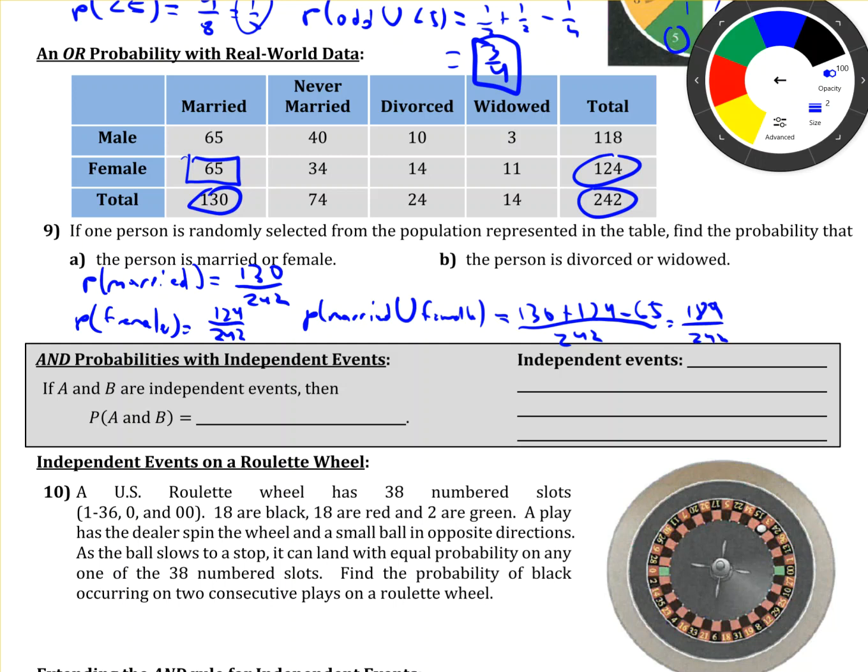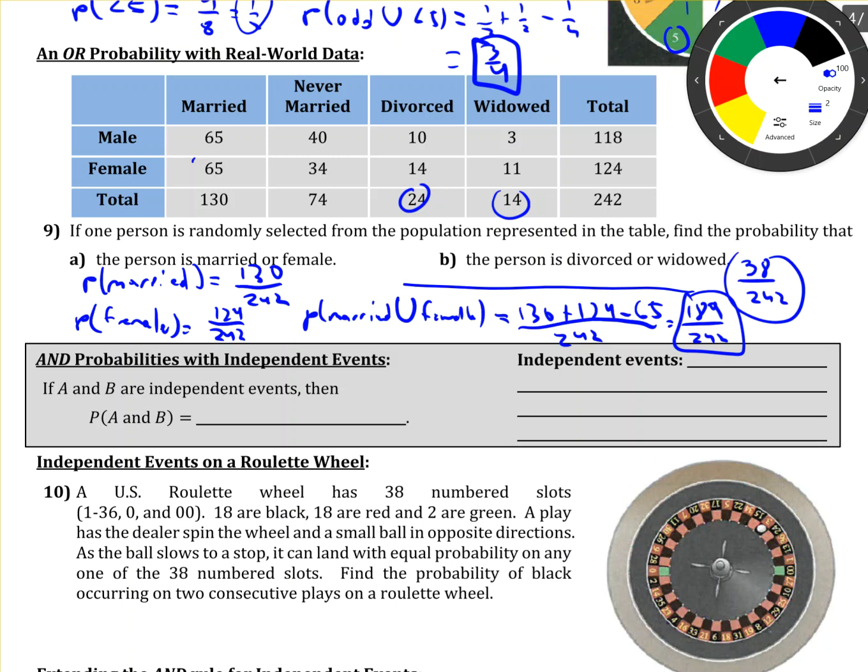All right, find the probability that a person is divorced or widowed. So again, divorced is that one, widowed is that one. Now notice these are mutually exclusive. We're either divorced or we're widowed, we're not both. So on that one, I can just add them together. I get 24 plus 14, which gets me 38 out of 242. So that was A over there, and that was B.